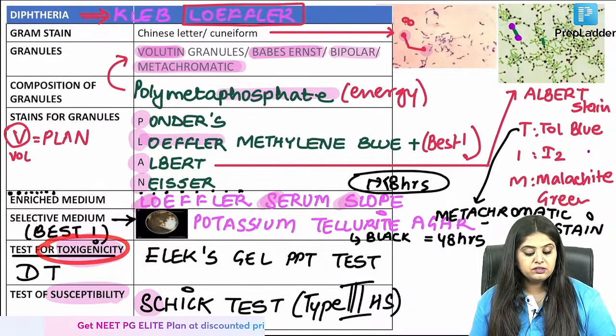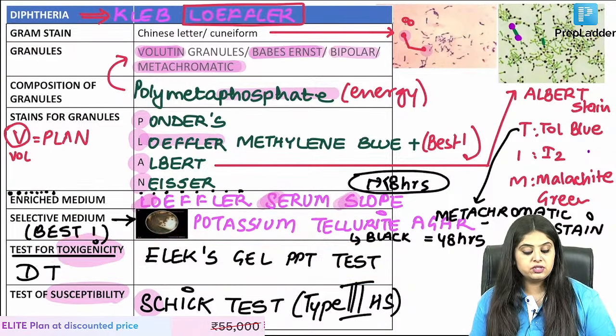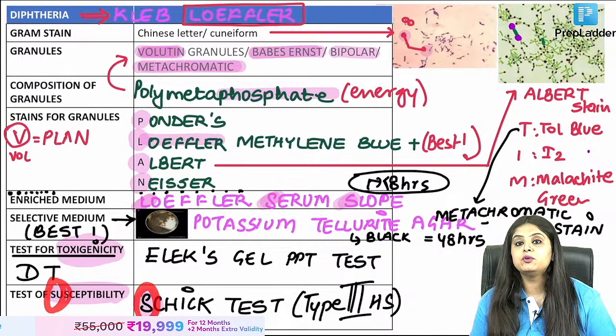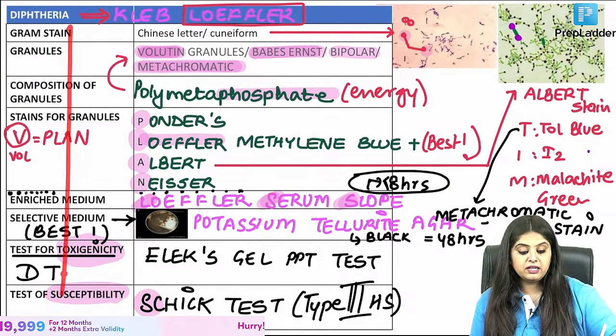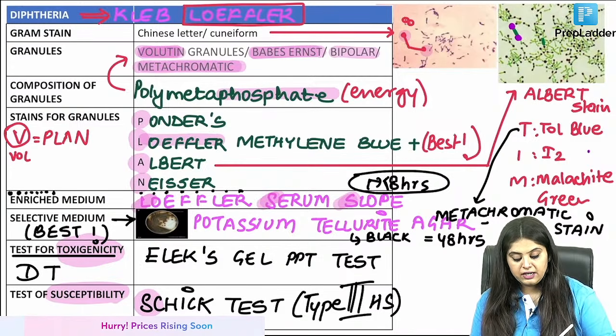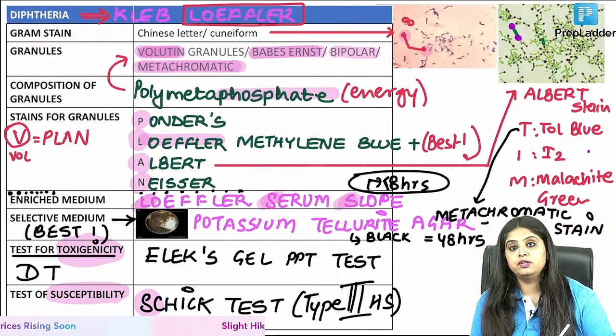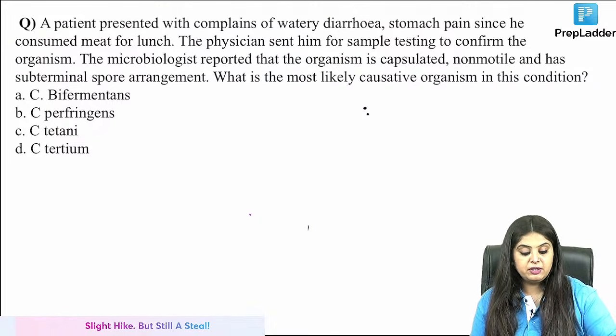Please note, toxin के लिए I am doing LX gel precipitation test. Susceptibility के लिए I am doing the Schick test. Now finally your diphtheria questions are done. I don't think they will bother you beyond this for diphtheria questions. Now coming to the next one.